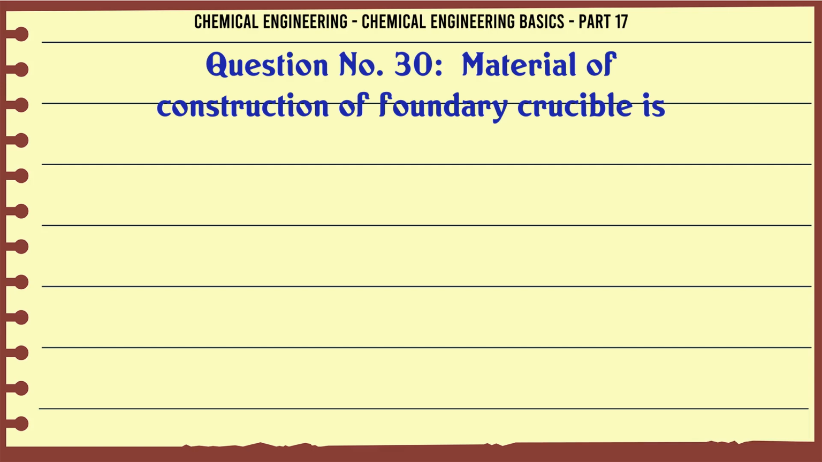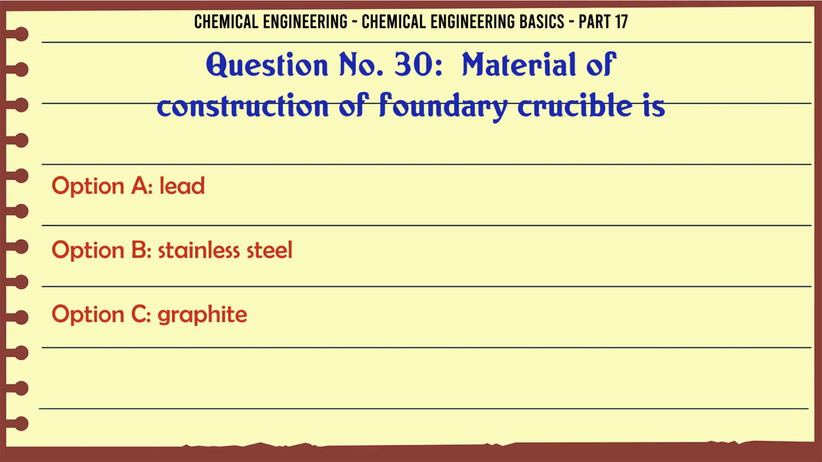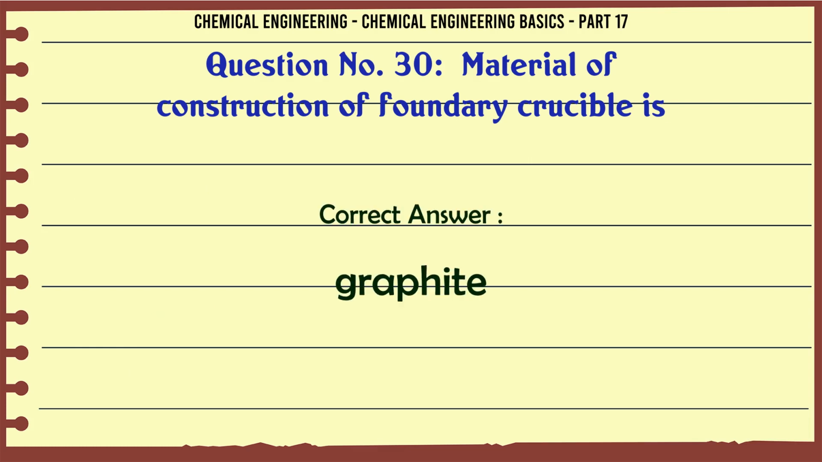Material of construction of foundry crucible is A. lead, B. stainless steel, C. graphite, D. cast iron. The correct answer is graphite.